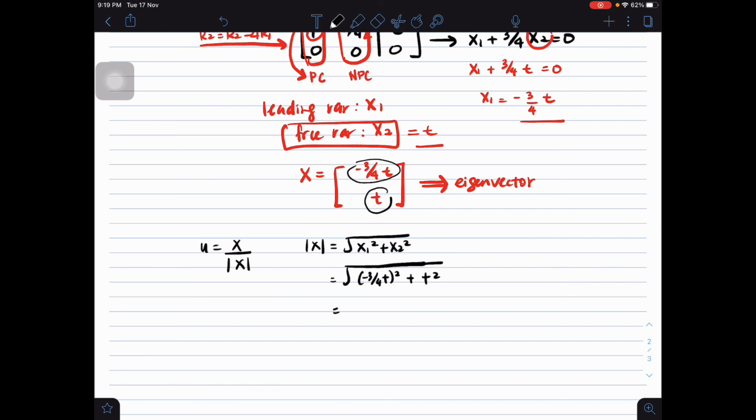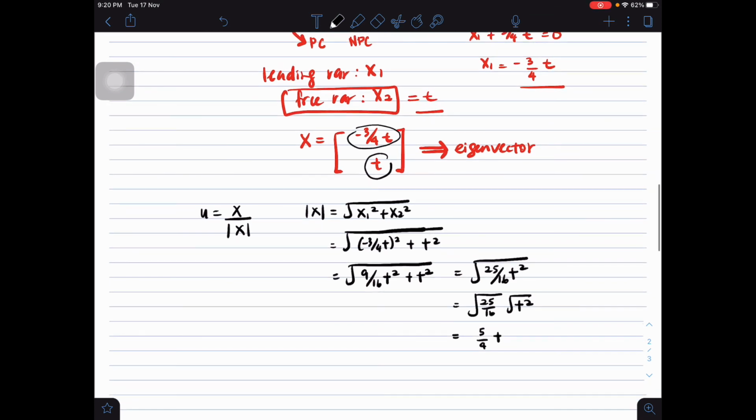What we have here is negative 3/4 squared, which is 9/16, t squared plus t squared. So you will have the square root of 25/16 t squared. You can separate this into the square root of 25/16 and the square root of t squared. So this one will be 5/4 t. This means that the magnitude of x is 5/4 t.